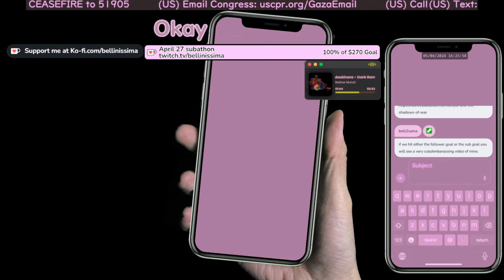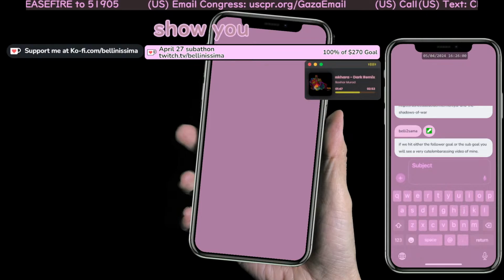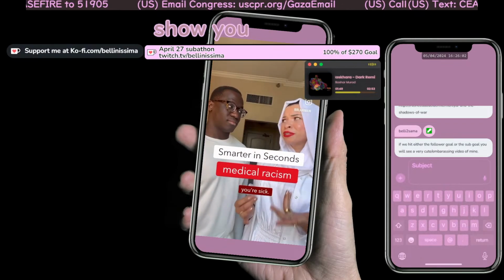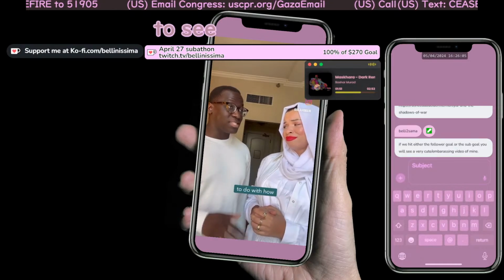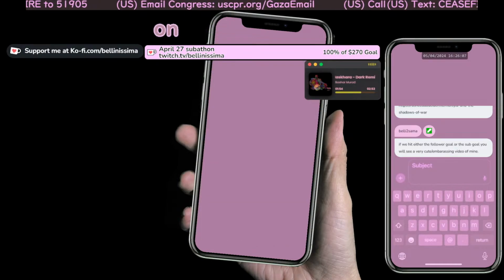Okay, so let me show you. Medical racism? If you're sick, you're sick. First of all, what does race have to do with that? Racism has everything to do with it. Okay, hold on.